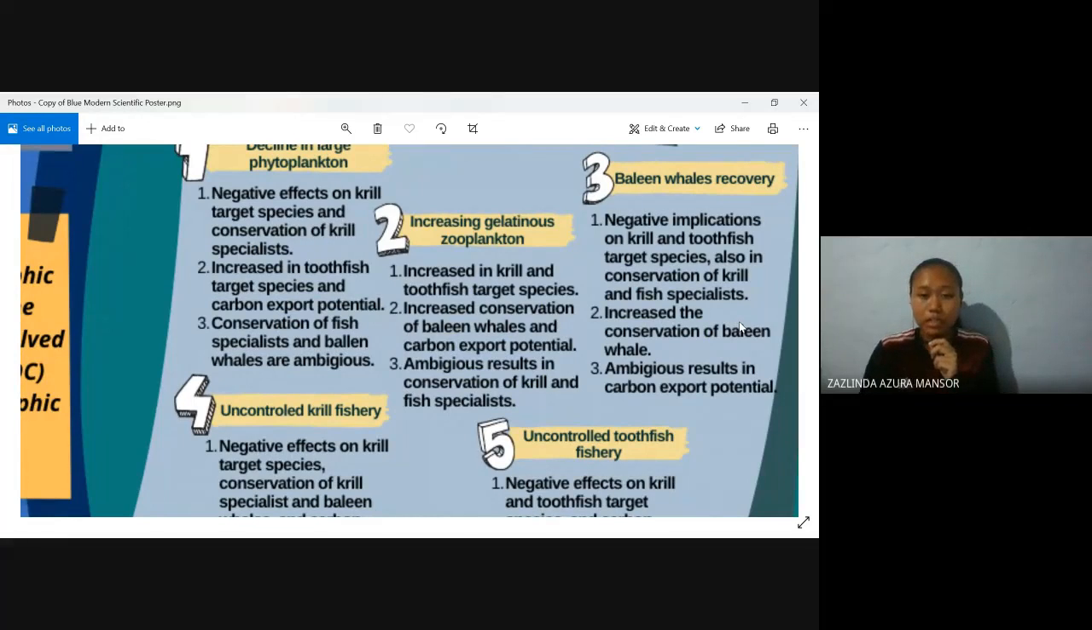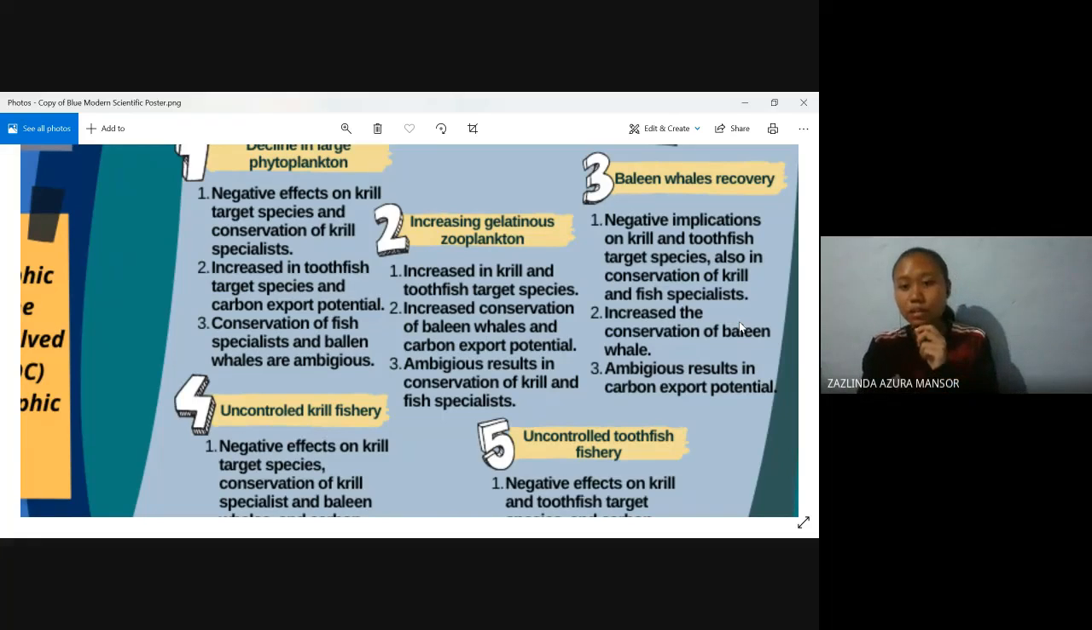The second scenario is increasing gelatinous zooplankton. The gelatinous zooplankton here means salps. So the first result is an increase in krill and fish target species. Second, increased conservation of baleen whale and carbon export potential. Third, ambiguous result in conservation of krill and fish specialists.